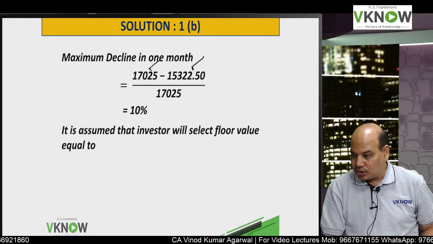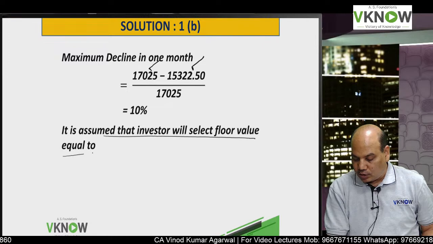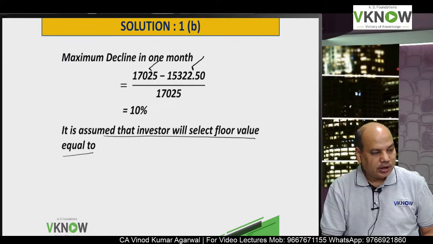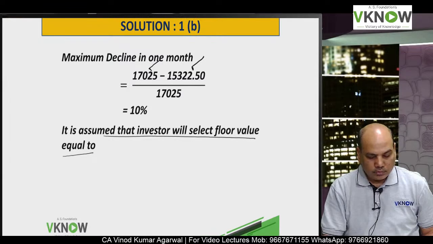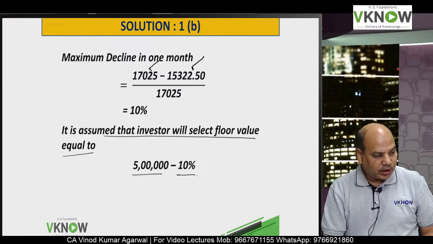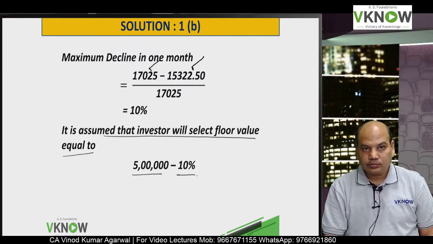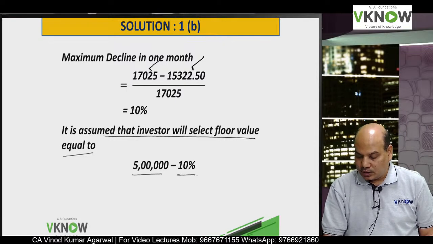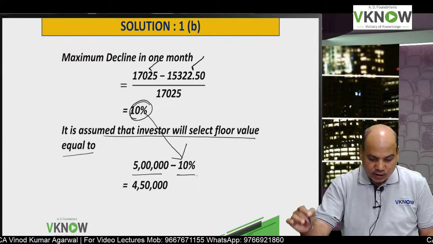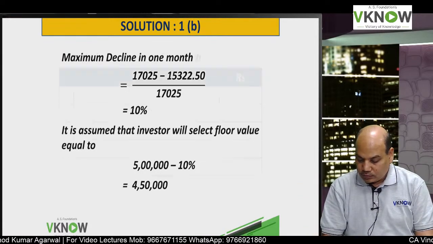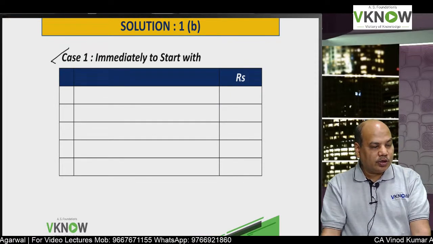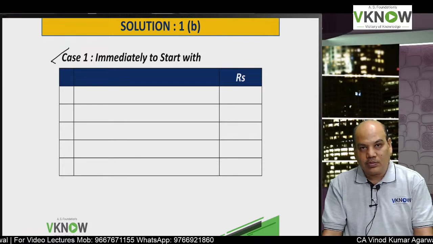It is assumed that investor will select floor value equal to 5 lakh minus 10%. This is the 10%, and 5 lakh is the asset he has in the beginning. So 4,50,000.